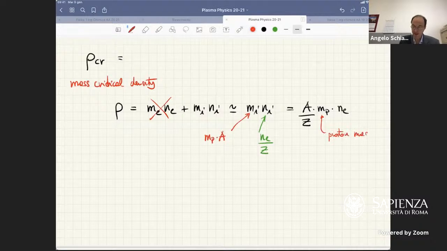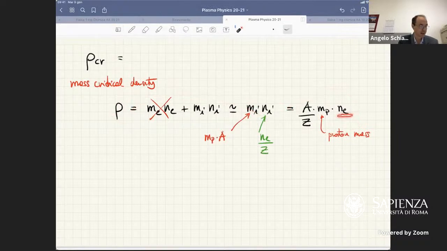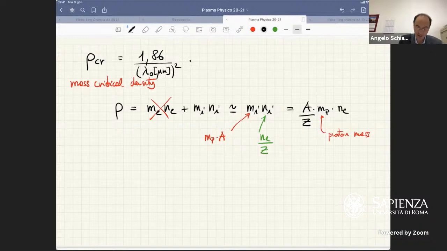And if we plug in this definition of rho and we express Ne as the critical density, we can rewrite the mass density as 1.86, a practical formula, divided by lambda 0 in microns squared, times A over Z. This is expressed in what units? This is in kilograms per cubic meter.